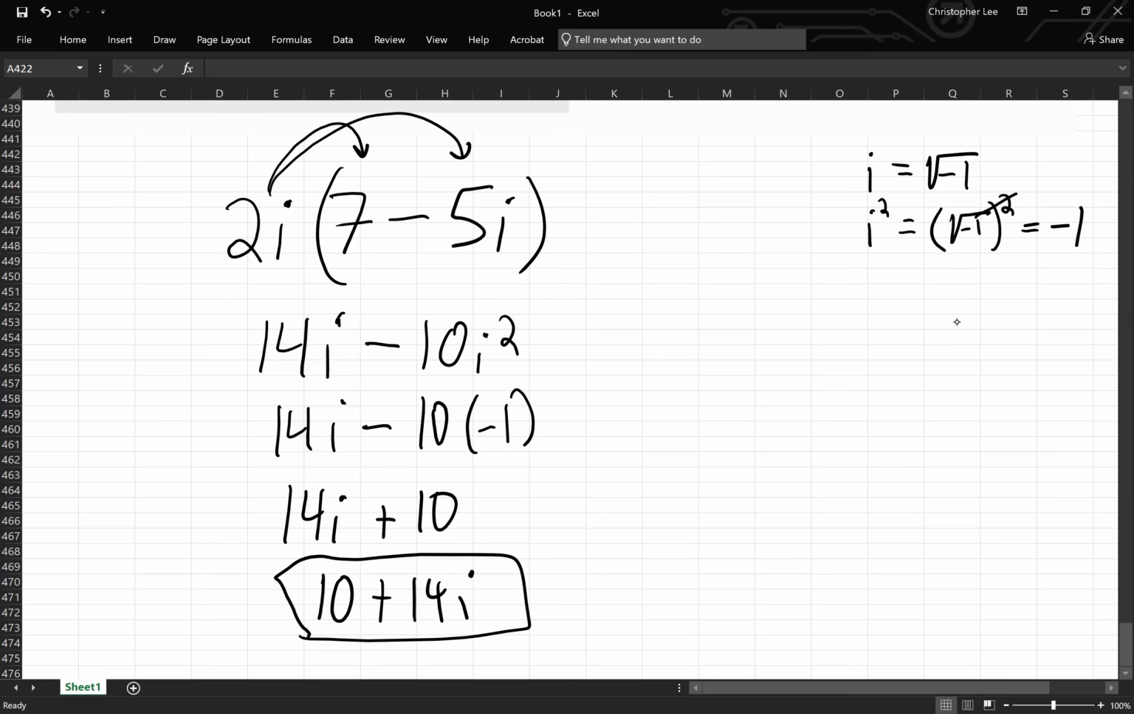All right? Questions on this? Anybody? Can we move on, or you guys need to see another one? All we do is just distribute, combine like terms. All right?